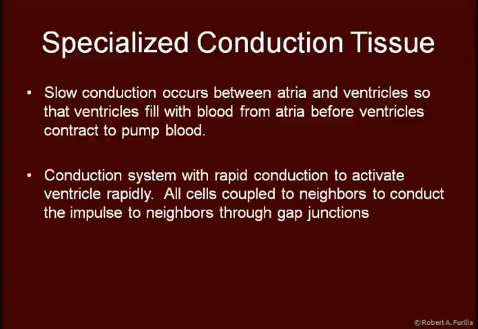Also, the conduction system has rapid conduction. This allows the activity to spread around the ventricles, causing all the ventriculomyocytes to contract at nearly the same time. In addition, all the myocytes are coupled to their neighbors by gap junctions, and this allows the sodium that caused the depolarization of one cell to pass through the gap junctions and initiate a depolarization of its neighbor.